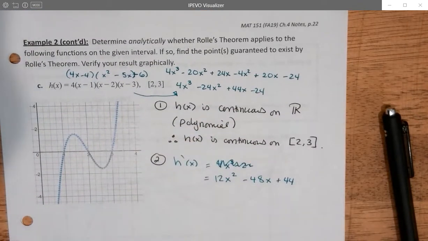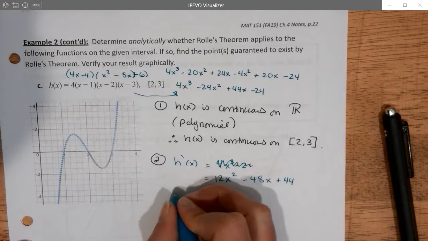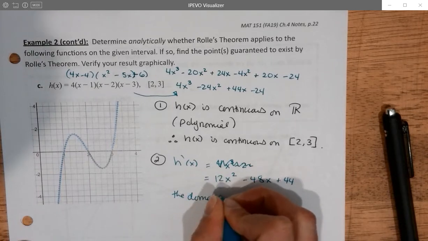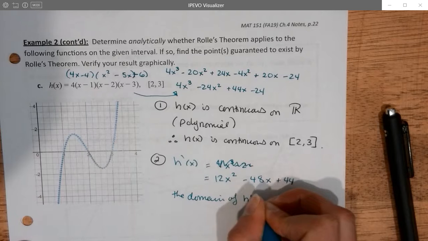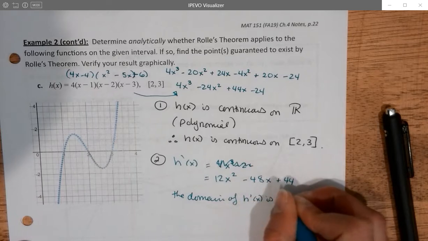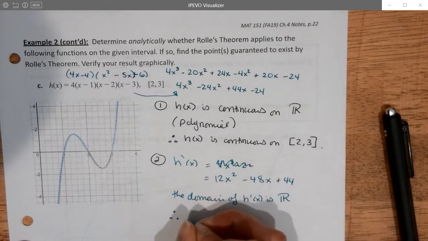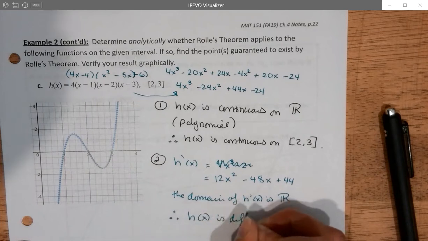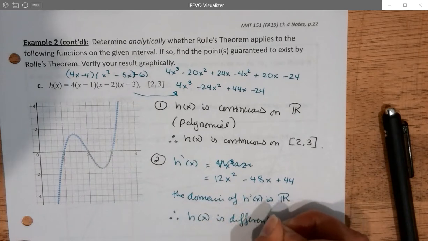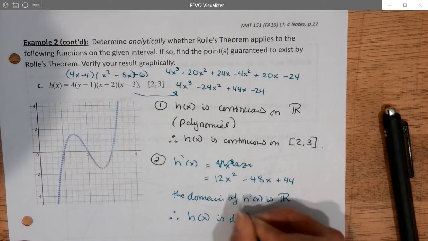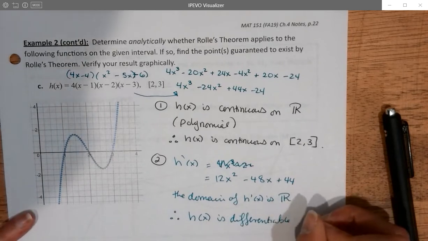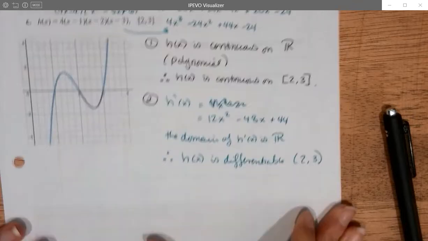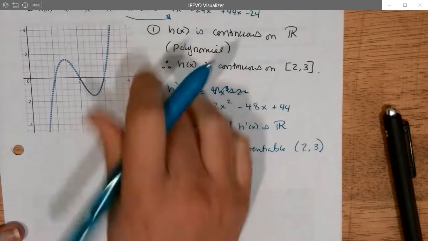Okay, now the domain of h prime of x is all real numbers, and we can conclude that therefore the original function h of x is differentiable on all real numbers, but particularly on the interval of interest 2 to 3. All right, so that satisfies condition 1 and condition 2.